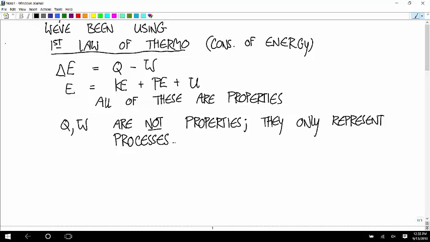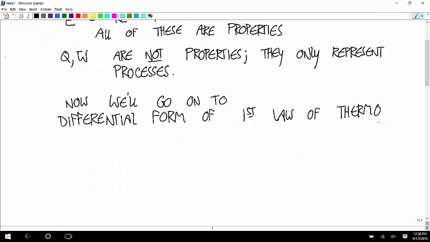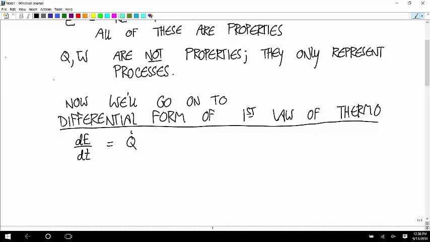Okay, so now we're going to go on to a new form of the first law of thermodynamics. You use it in the same way, but now we'll go on to the differential form of the first law of thermodynamics. And that is dE/dt is equal to Q dot minus W dot.